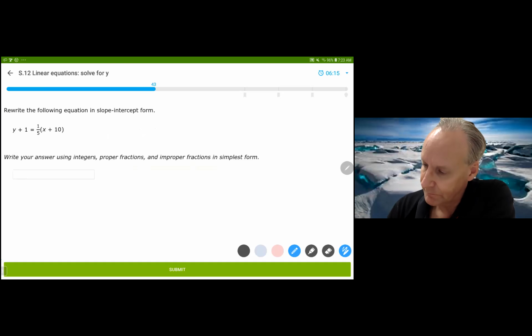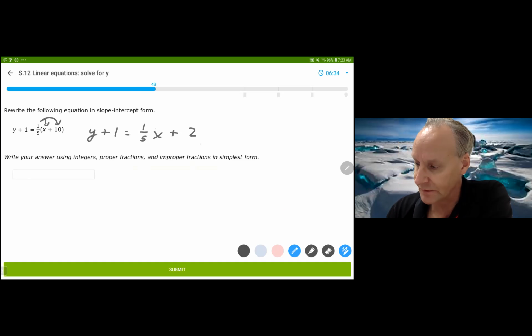Same thing. y plus 1 is equal to 1/5 x. It's really easy to forget, after you multiply the 1/5 times the x, to put the plus 10. It's just so easy to make that mistake. So I like to write the arrows. 1/5 times 10 is plus 2, and we're going to subtract the 1 from both sides and get our equation: y is equal to 1/5 x plus 1. I just subtracted 1 from both sides.